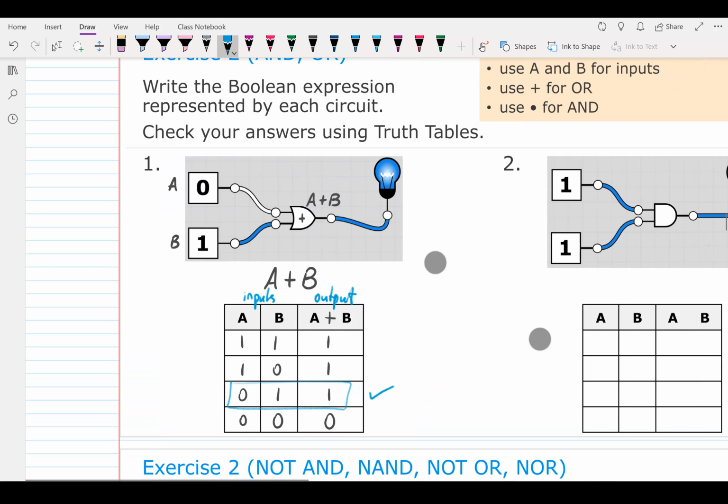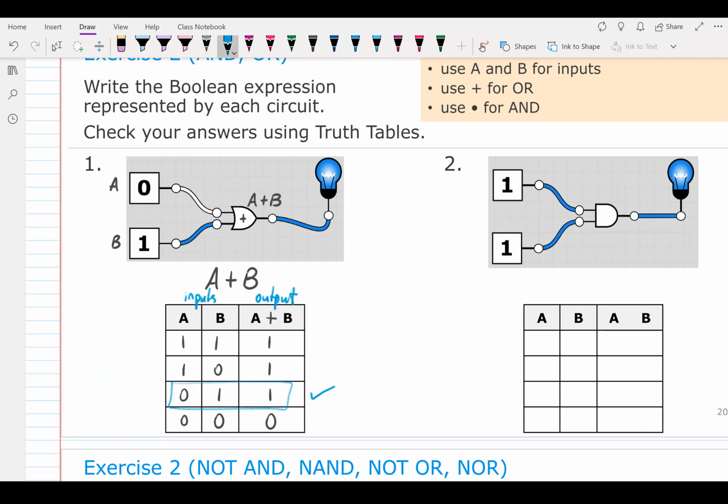So let's see that I've answered the question just so you can follow me here. Write the Boolean expression represented by each circuit. That's this piece. Check your answers using truth tables. I checked my inputs, I got the correct output, and so I'm finished my question.